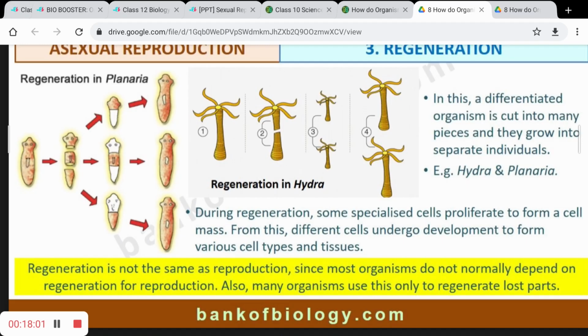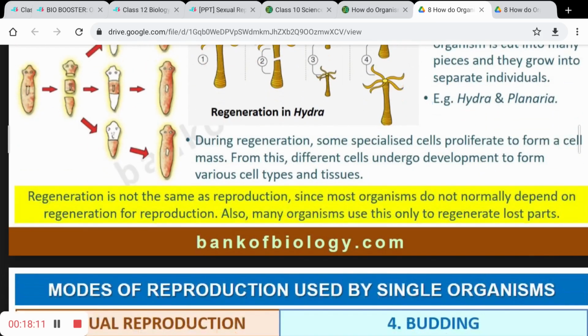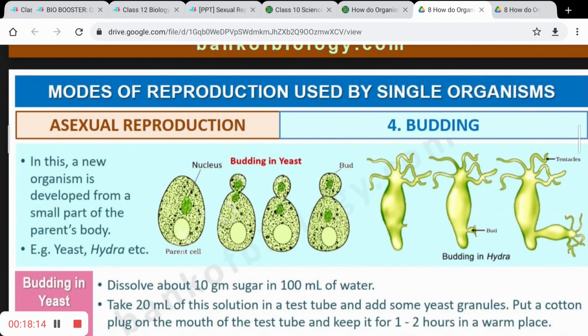So it is called regeneration. When an organism is cut into many pieces, they grow into separate individuals. Example, hydra and planaria. Why are they growing? Because some specialized cells are present, so they are doing this process. Okay, this is called regeneration.